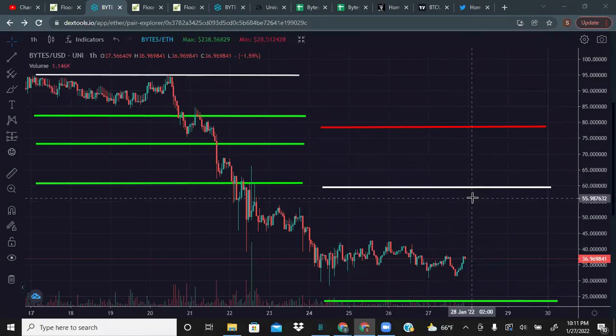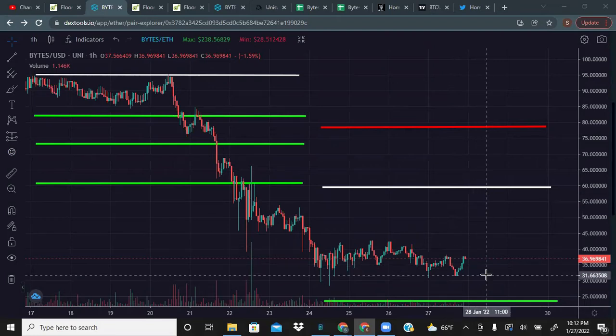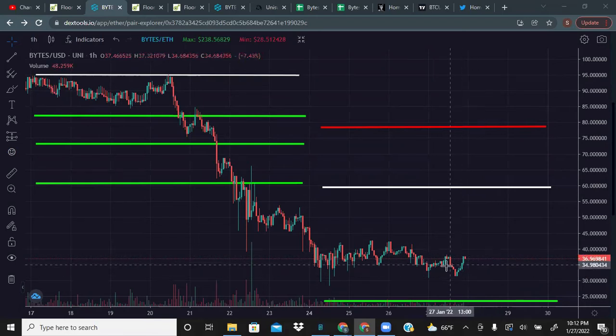Hey guys, it's Steven. Got a Bytes update, and I'm also going to be going over impermanent loss. I'm going to be going over my position and just clarifying impermanent loss and how to deal with it. So overall, we're in a pretty sideways market. We're coming down and testing these supports.